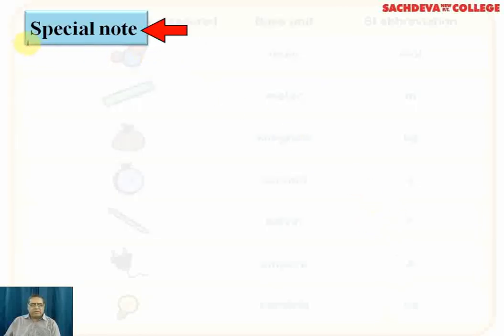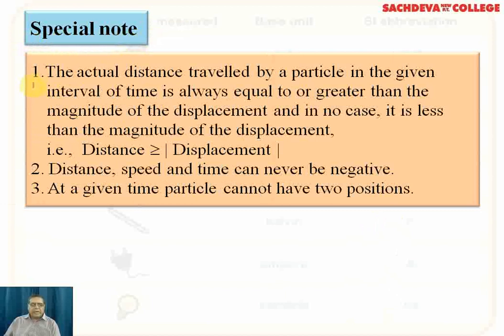Now we come towards a very special note. The actual distance traveled by a particle in a given interval of time is always equal to or greater than the magnitude of displacement, and in no case is it less than the magnitude of displacement. Therefore, we write distance is greater than or equal to the modulus of displacement.